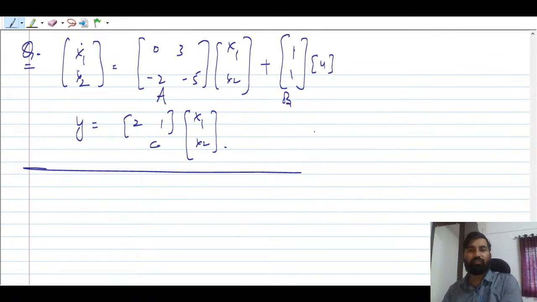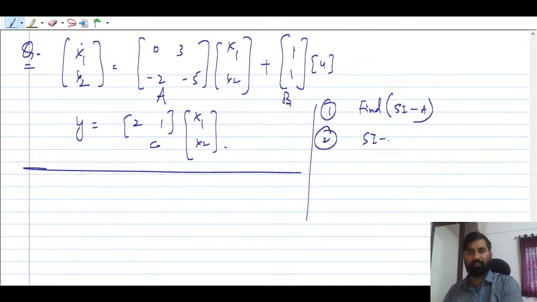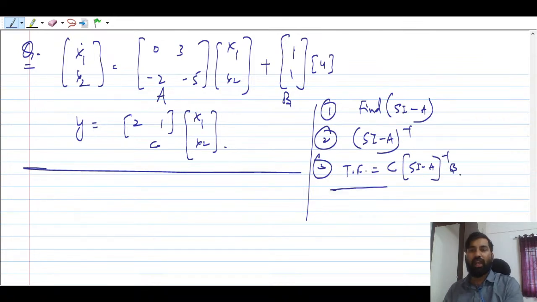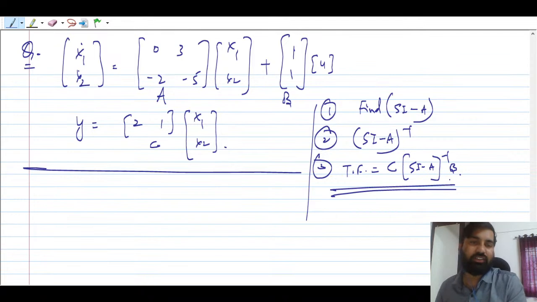So what is the first step that you have to do? Find sI minus A. Then second, find (sI minus A) inverse. Third, use the formula, that is C times (sI minus A) whole inverse times B. And you can conclude whether the system is stable or overdamped or undamped, whatever, depending upon the pole location.